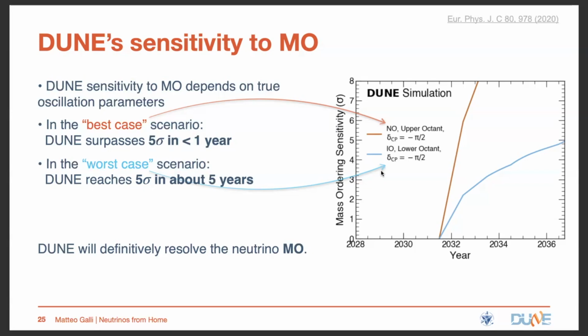the mass ordering. In the base scenario, DUNE can determine the mass ordering at 5 sigma in 1 year of running. And even in the worst case, it will be possible to reach 5 sigma in 5 years. So DUNE will definitely determine the correct mass ordering of neutrinos.